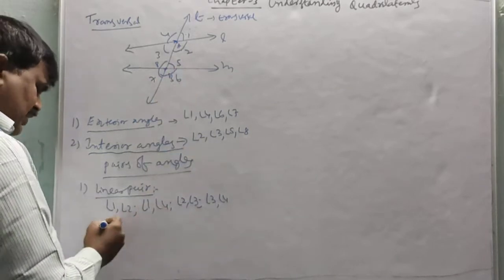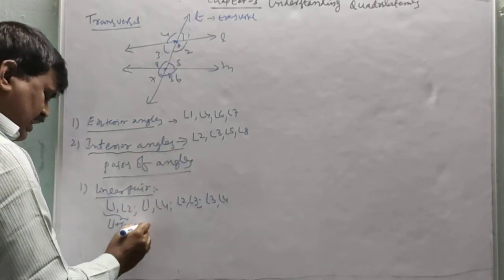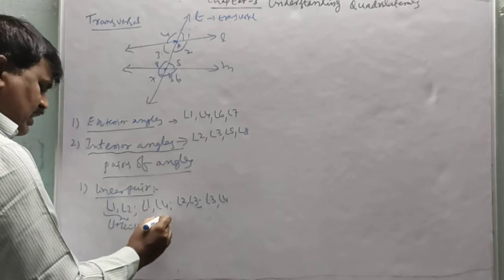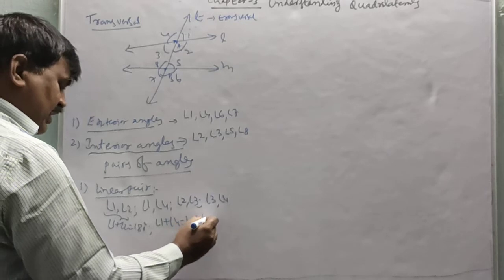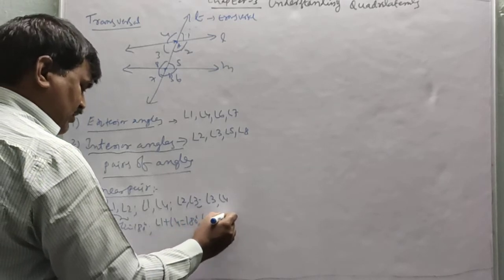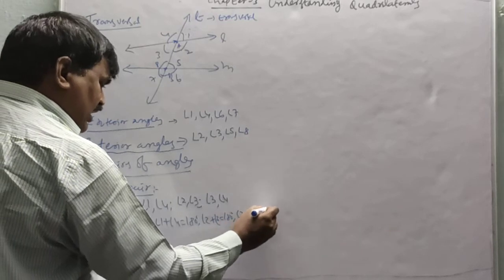Similarly, so what is the property of this linear pair? Their sum is 180. Angle 1 plus angle 4 is 180. Similarly, angle 2 plus angle 3 is 180. Angle 3 plus angle 4 is 180.